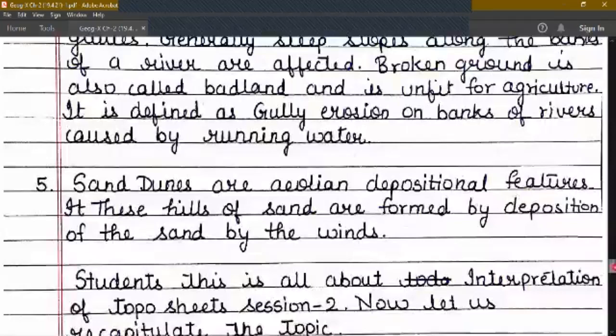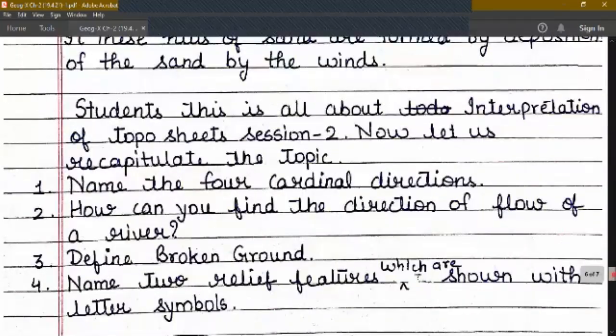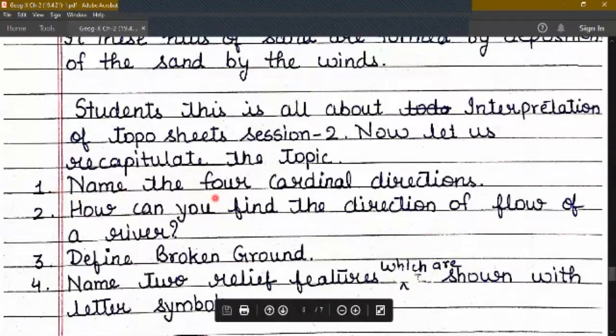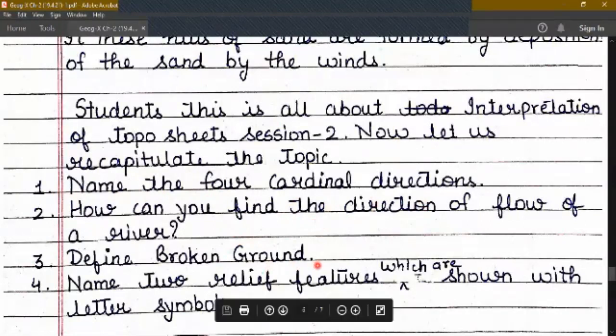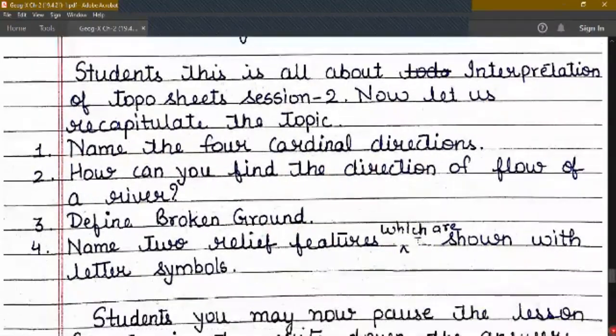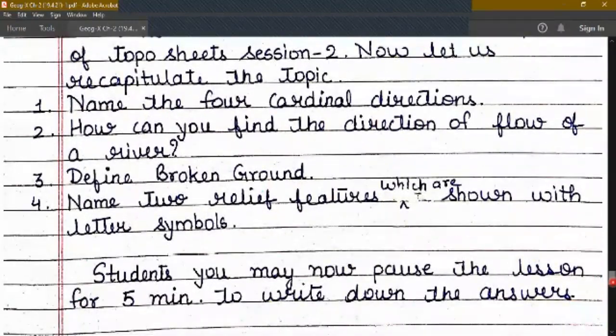Let us recapitulate the topic by means of a quick pretest. Now answer the following questions. Question number 1. Name the 4 cardinal directions. Number 2. How can you find the direction of flow of a river? Number 3. Define broken ground. And number 4. Name 2 relief features which are shown with letter symbols. You may now pause your lesson for 5 minutes to write down the answers.